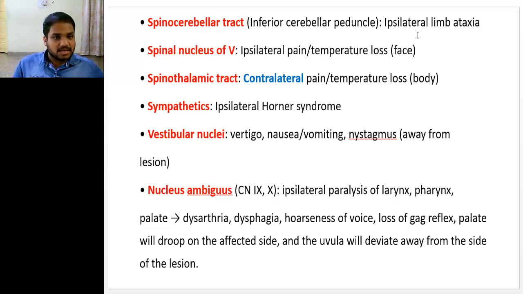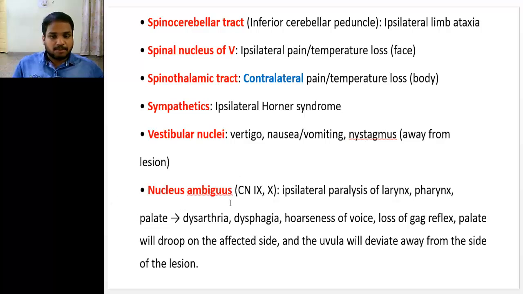So spinocerebellar tract, ipsilateral, on the same side there would be ataxia. On the same side of the face there would be pain and temperature loss. And on the same side, since the sympathetics are involved, there would be an ipsilateral Horner syndrome, right? Sympathetics or spinocerebellar tract, they do not decussate, right? So there would be ipsilateral, same-sided Horner syndrome. Then since the vestibular nuclei are affected, what would happen? There would be vertigo, nausea, vomiting, as well as nystagmus could be there, right?